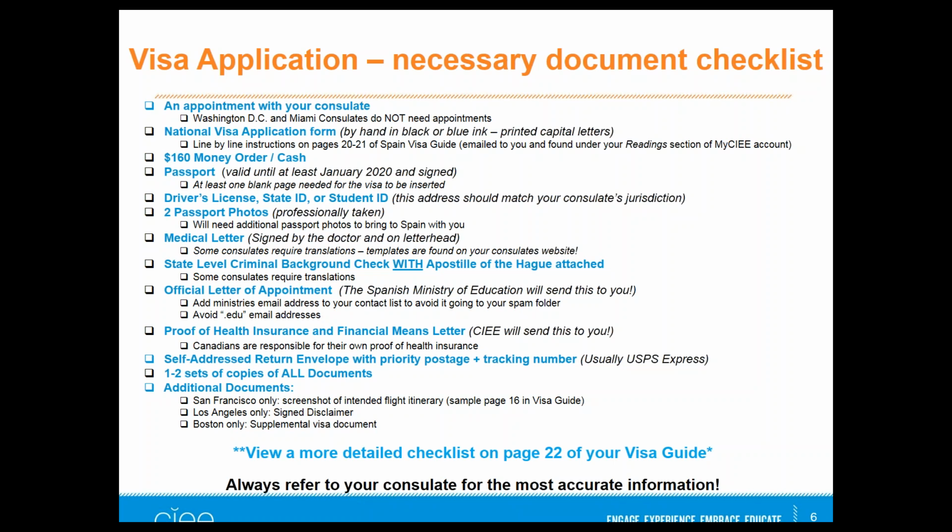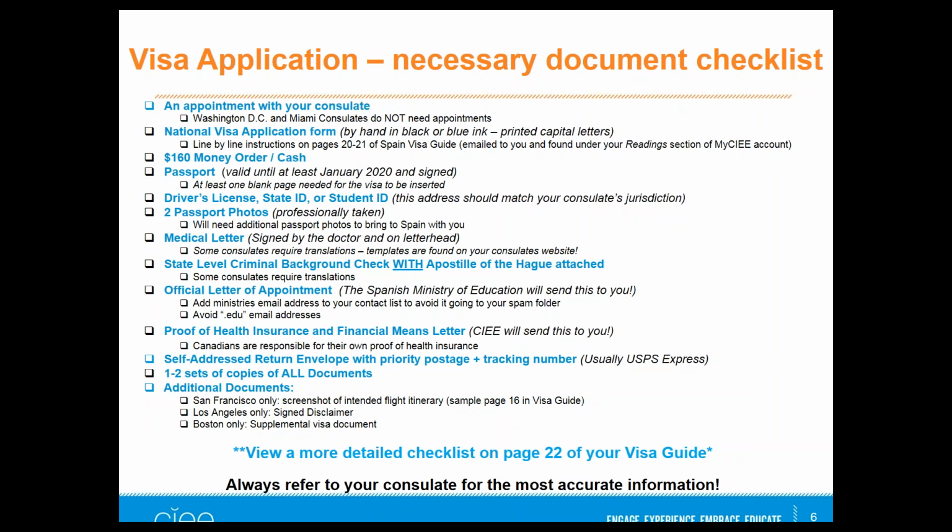We have reached out to the Los Angeles consulate and the Boston consulate to see if they are willing to do this as well, mailing it out to honorary consulates, but unfortunately, they will not. So only the San Francisco consulate will do this. You can find an example of the return envelope that we recommend. Most consulates do prefer the USPS Express envelope, which there is an example of in your visa guide on page 17.